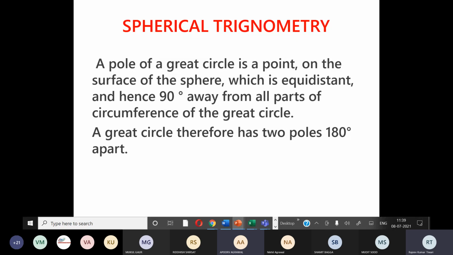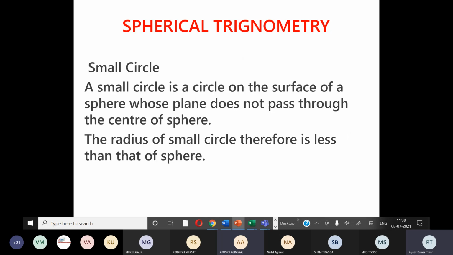So every great circle has two poles, and they are 180 degrees apart, diametrically opposite. Any question on this? No, sir.